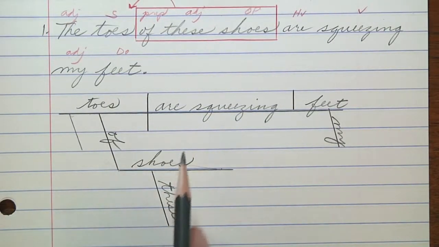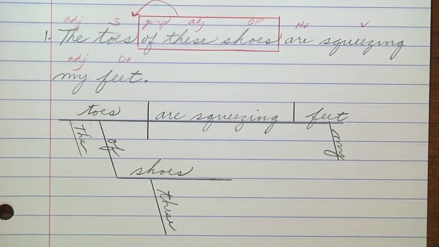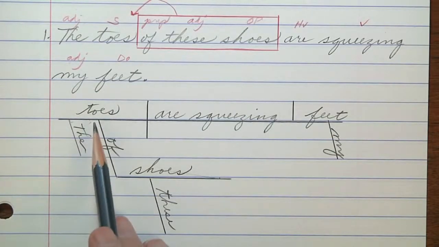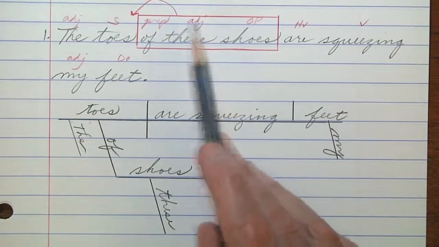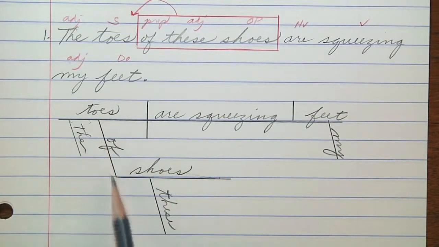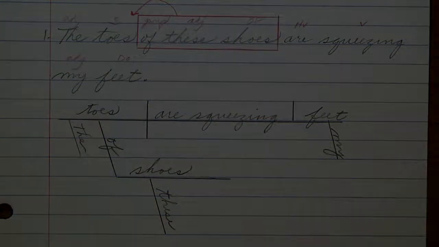The toes of these shoes are squeezing my feet. Now I didn't put in the. Now it's complete. You see, so the prepositional phrase working as an adjective describing the noun toes is still under the noun it's describing because it is an adjective. But we are so smart we can divide the words up to show how they're working individually. And there we are. So not so difficult, right? It's still just an adjective.